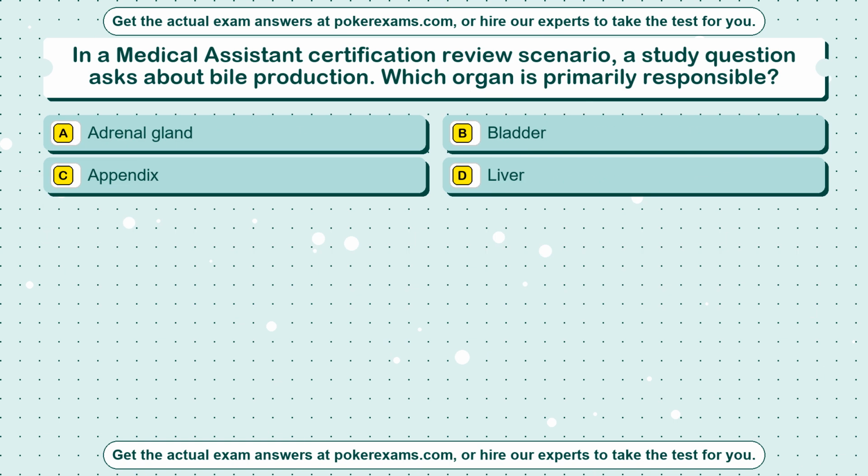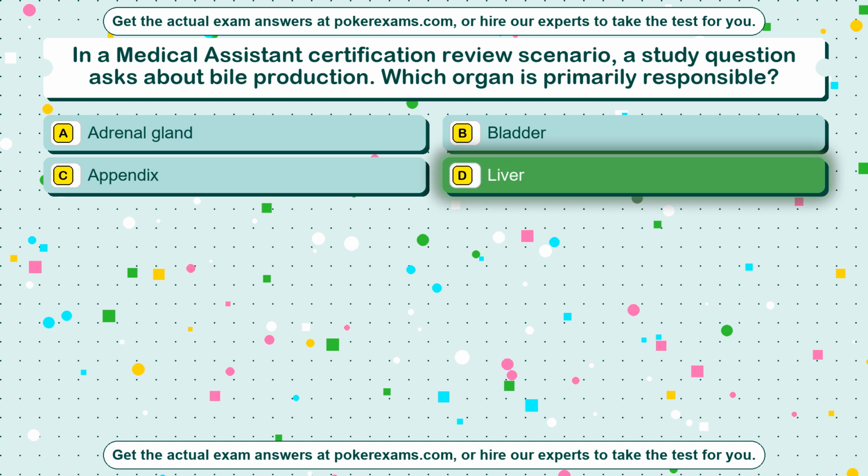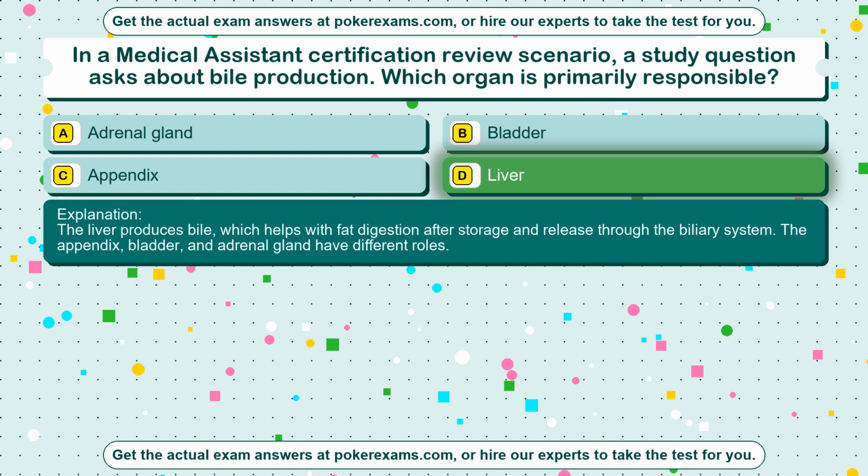Question 50. In a medical assistant certification review scenario, a study question asks about bile production. Which organ is primarily responsible? Option A, adrenal gland. Option B, bladder. Option C, appendix. Option D, liver. The correct answer is option D, liver. The liver produces bile, which helps with fat digestion after storage and release through the biliary system. The appendix, bladder, and adrenal gland have different roles.